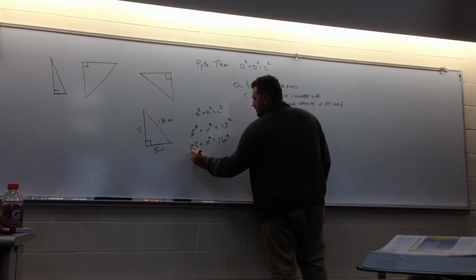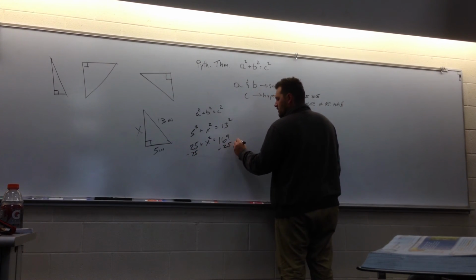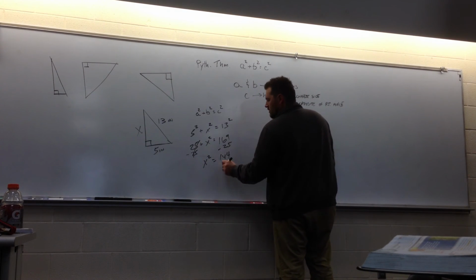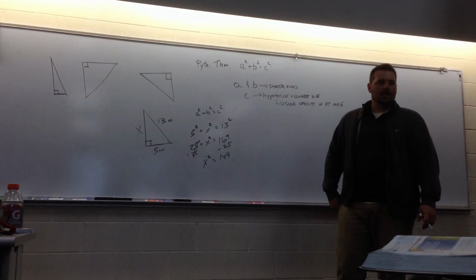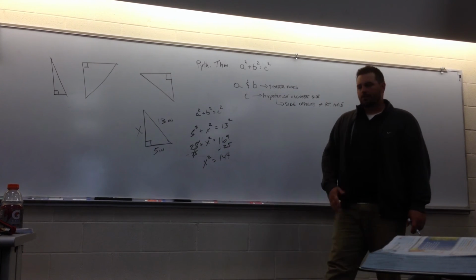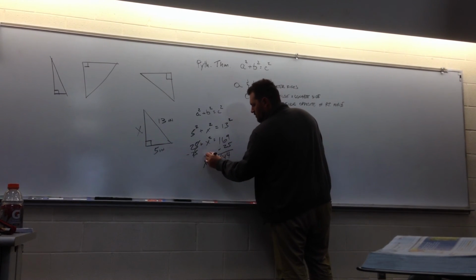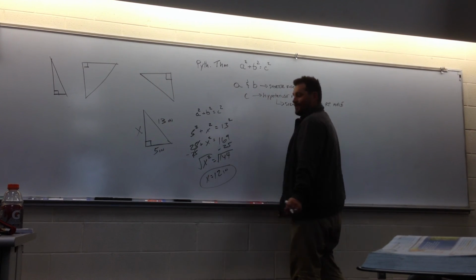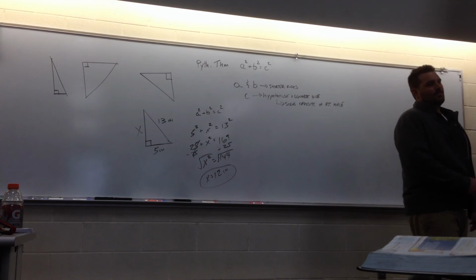Subtract 25. So I get x squared equals 144. Now how do I get x by itself? Square root. And x equals 12 inches. Nice.